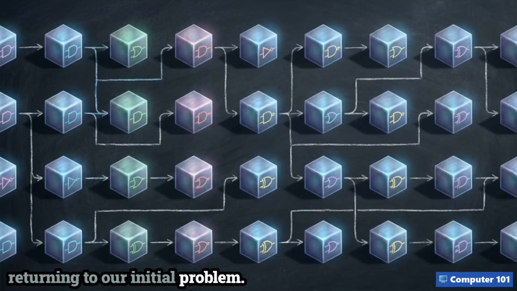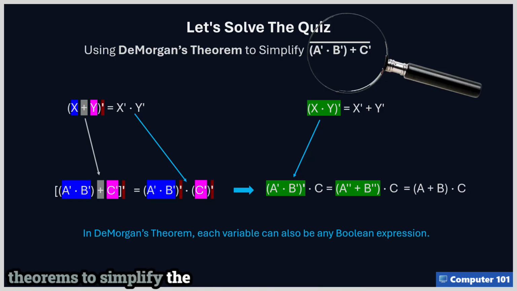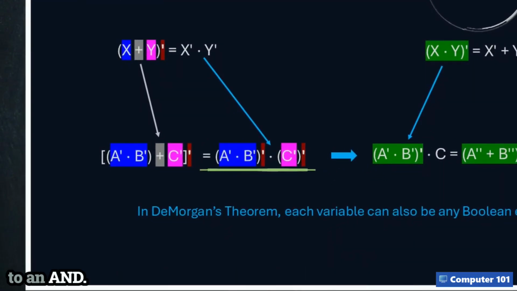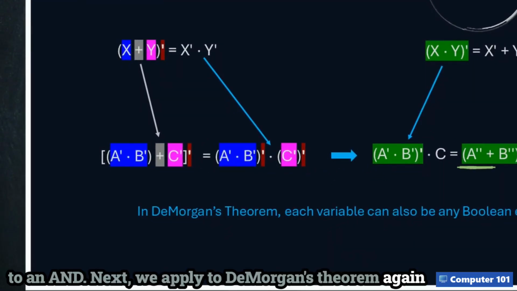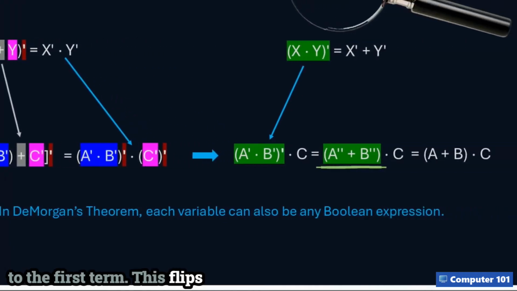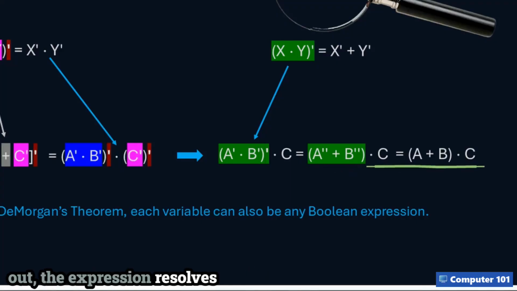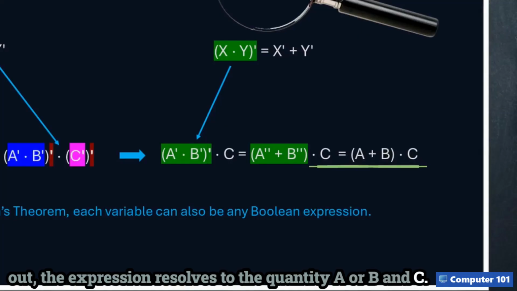Returning to our initial problem, we apply these theorems to simplify the inverse of the quantity not A and not B, or not C. First, we apply DeMorgan's theorem to the outer bracket, changing the OR operator to an AND. Next, we apply DeMorgan's theorem again to the first term. This flips the internal AND to an OR, leaving double negations. Since double negations cancel out, the expression resolves to the quantity A or B and C.